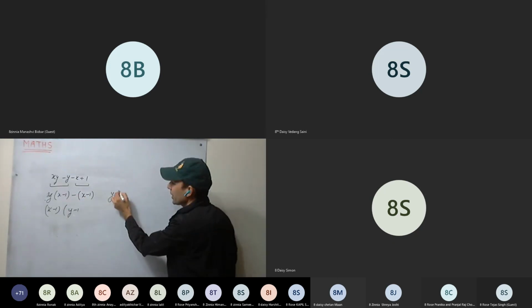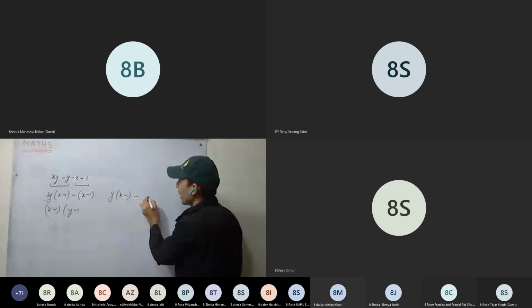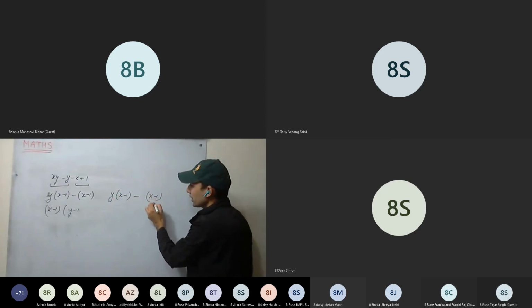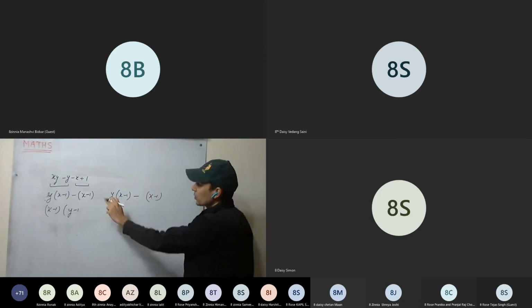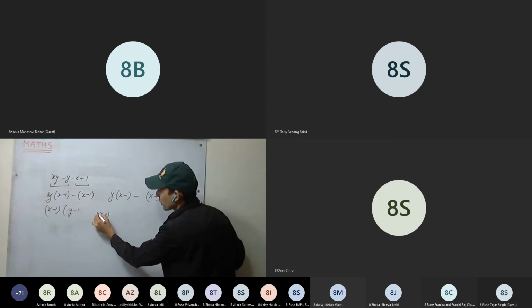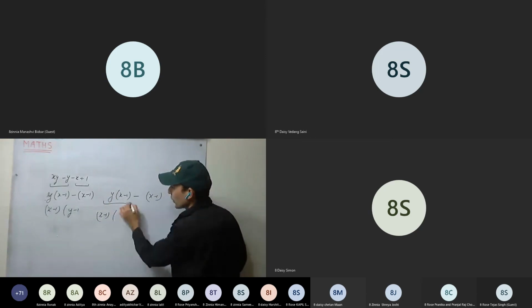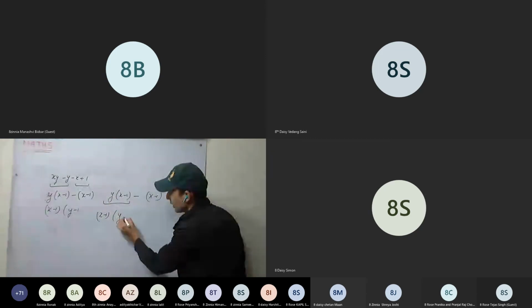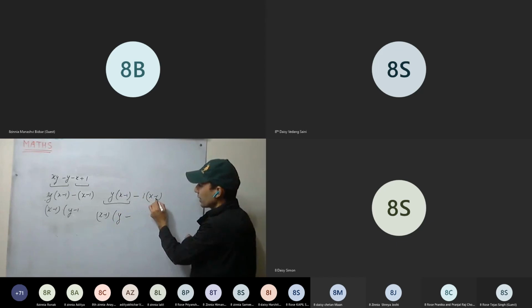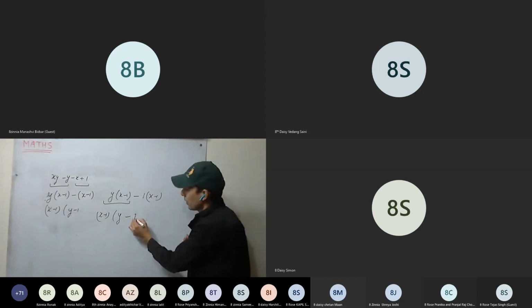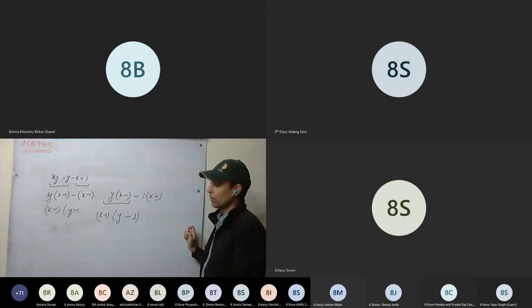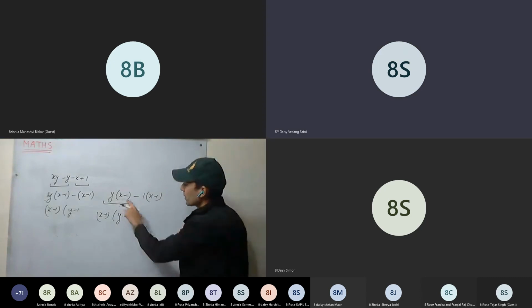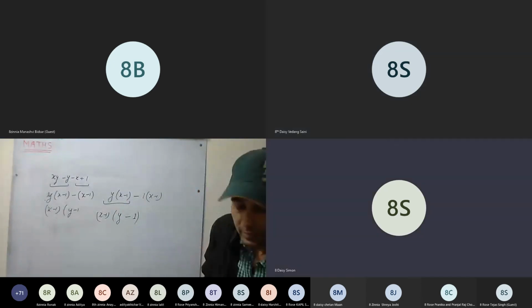See it here. Y into x minus 1. Minus of x minus 1 is written. So if I take x minus 1 out, here what will be the remaining? Y. And here it is 1 into x minus 1. So y minus 1. Sir, can you explain again? Okay. Yes, sir.